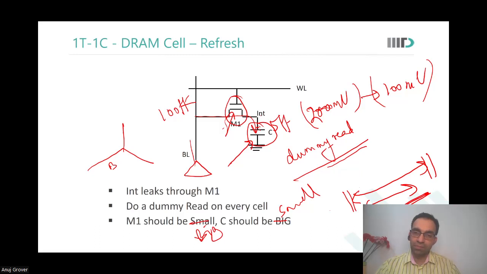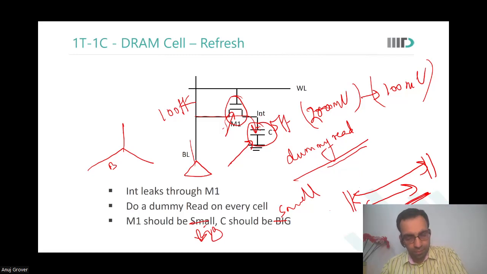Okay, sir. So we are calling this dummy read, like the refresh as dummy read, right? Yes. Okay. Sir. We're calling it dummy read because no one asked us to read it. This is just being done. Yes, sir.